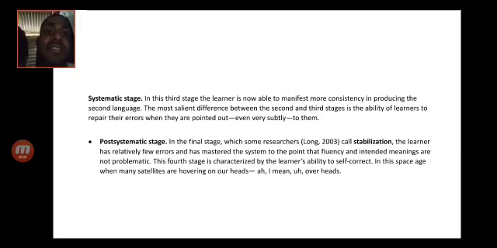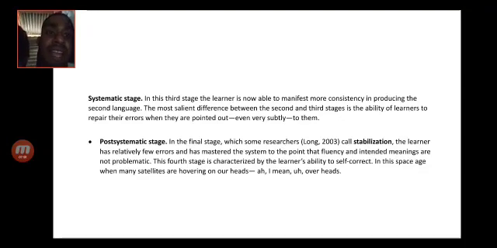Systematic stage. In the third stage, the learner is now able to manifest more consistency in producing the second language. The most salient difference between the second and third stage is the ability of learners to correct their errors when they are pointed out, even very simply, to them.